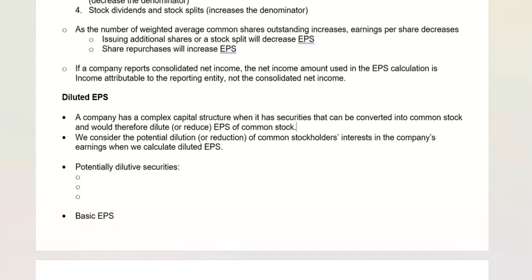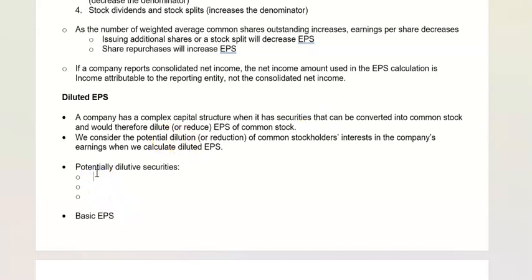If the holder of an instrument can convert that into additional shares of common stock, our denominator in the earnings per share calculation increases, and therefore the earnings per share decreases. We consider the potential dilution, or reduction of common stockholders' interests in the company's earnings, when we calculate diluted earnings per share. So what are these complex capital structure items? What are these securities that can be converted into common stock?